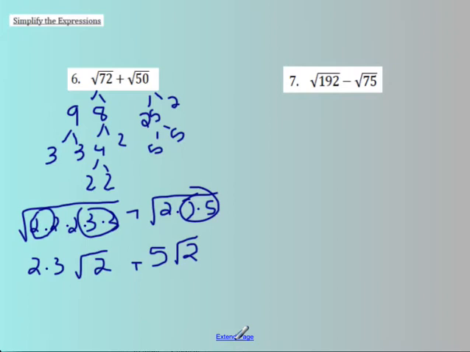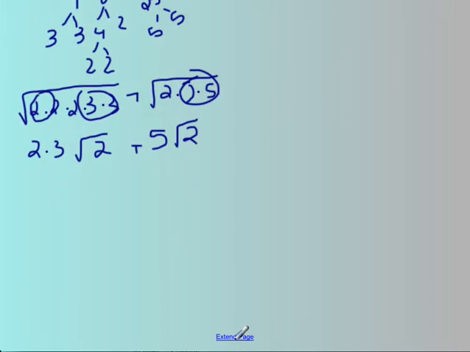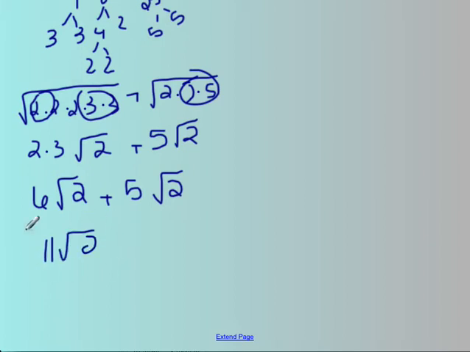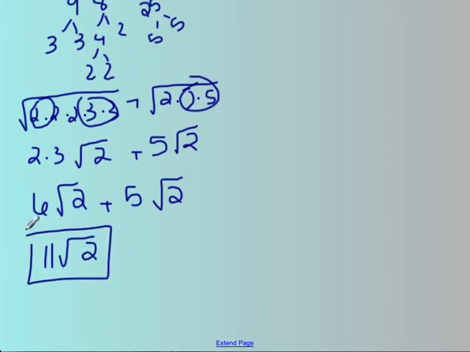So simplifying this down even further, 2 times 3 is 6. So I'm going to have 6 square root of 2 plus 5 square root of 2. Now that I have them both as the square root of 2, I can go ahead and add them like I did before. 6 plus 5 is 11. So we end up getting 11 square root of 2 for our final answer for number 6.